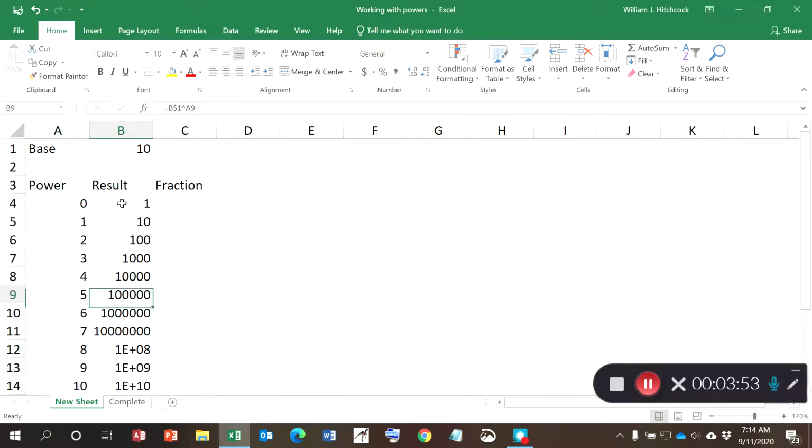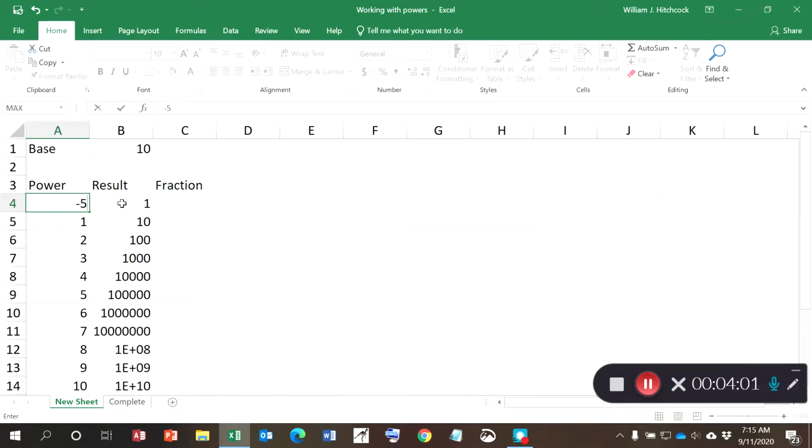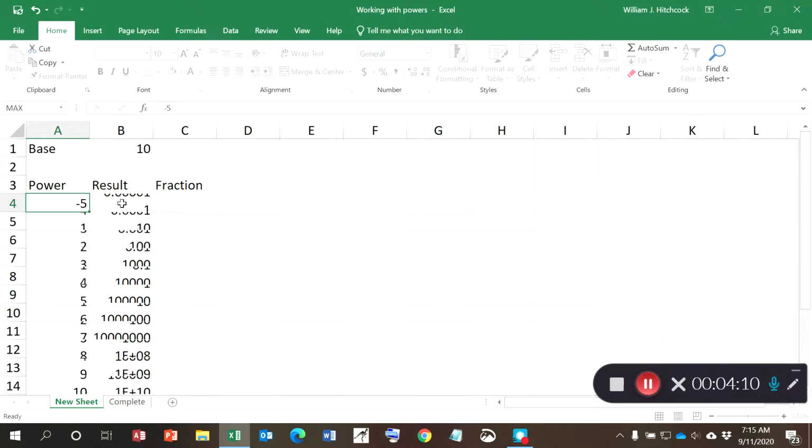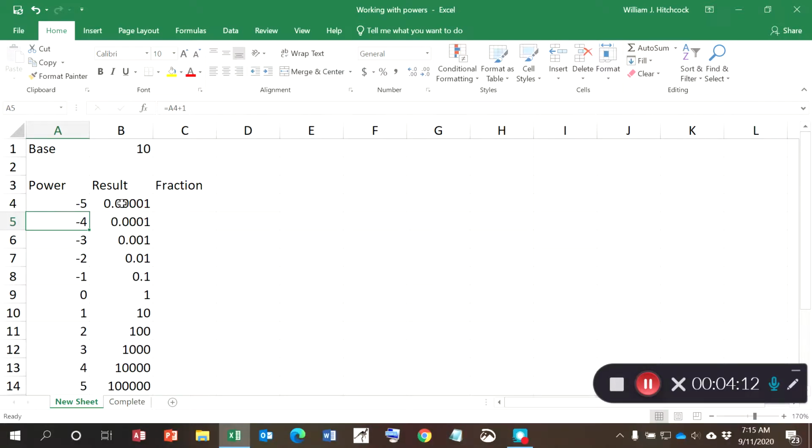All right, well now what we want to do is change this number up here. So rather than starting at 0, I'm going to type in a -5, and then because I added 1 to the previous cell and all those other formulas, it's going to give me -4, -3, -2, -1, and so on. And there we go. So now that I've done that, let's start down here at 0.